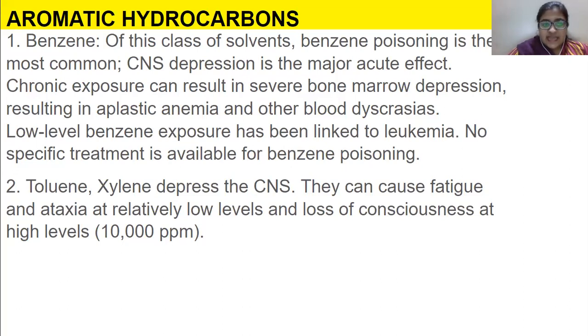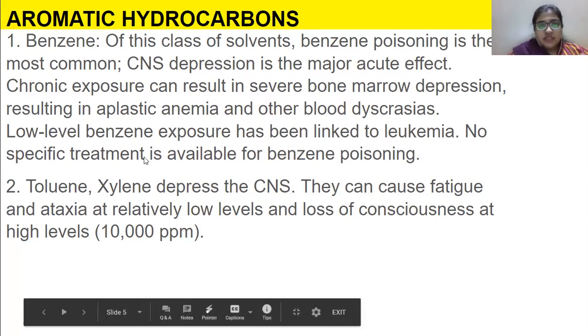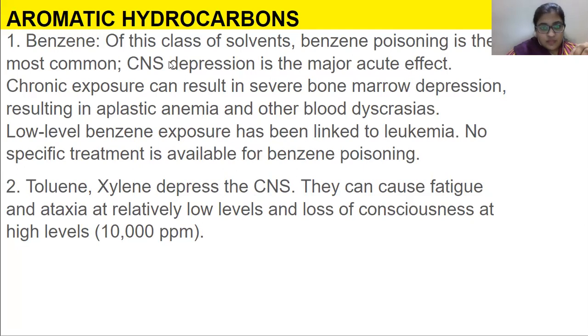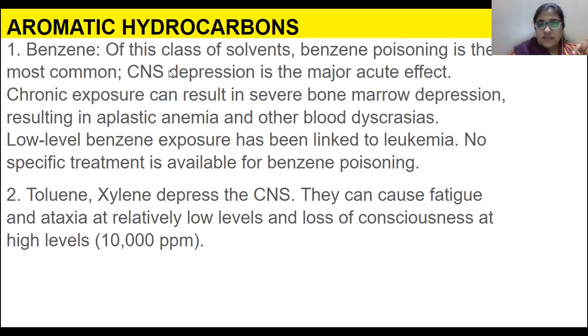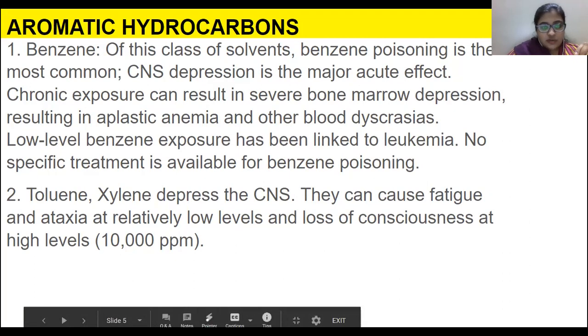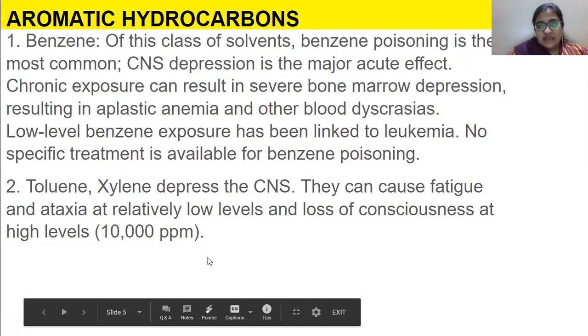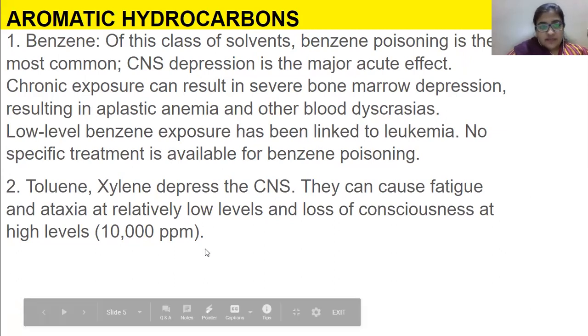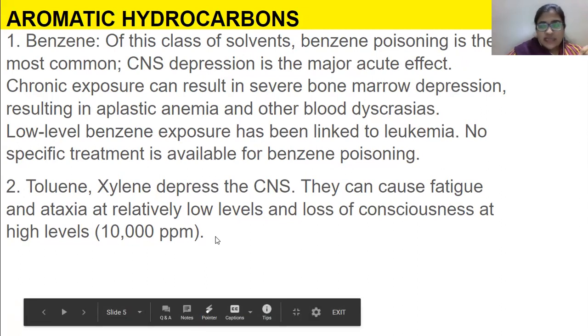They cause fatigue and ataxia. Ataxia means that the person will not be able to walk properly in a straight pattern. The body muscles will not coordinate. What is the part of the brain which controls muscle coordination? Cerebellum, good. The cerebellum controls muscle coordination. So here we have ataxia, which means it would have an effect on the cerebellum at low doses and loss of consciousness at higher levels.